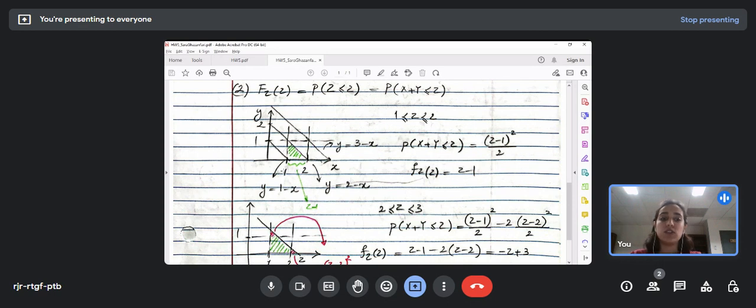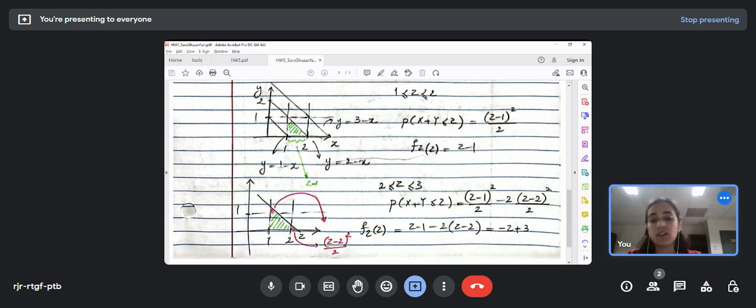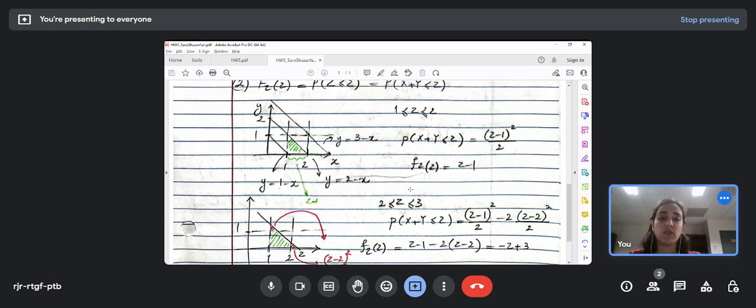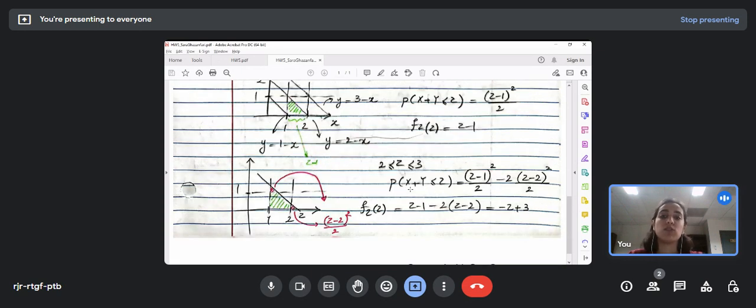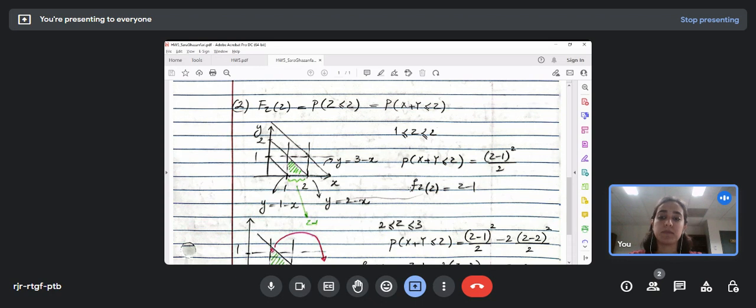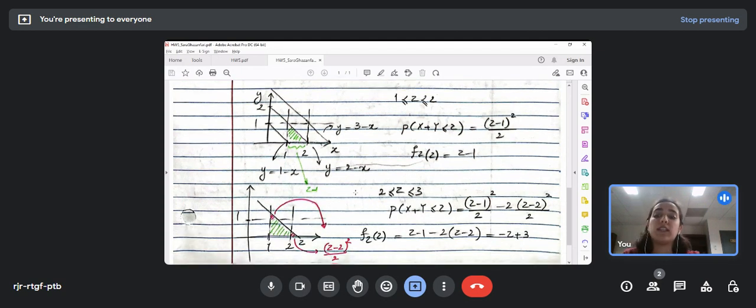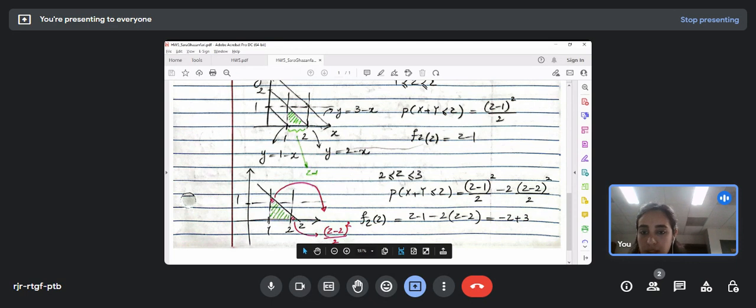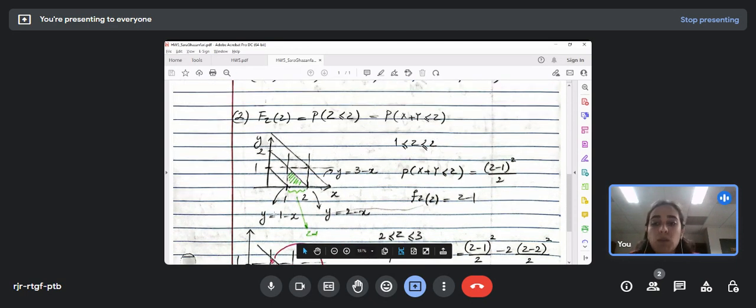And here we need to do this conditionally. I mean, we should calculate this once for z between 1 and 2, and once for z between 2 and 3. Why? Because the geometric calculation is different. For z between 1 and 2, we should calculate the area of this triangle, but for z between 2 and 3, we should calculate the area, which is not a triangle. So let's go first to z between 1 and 2.